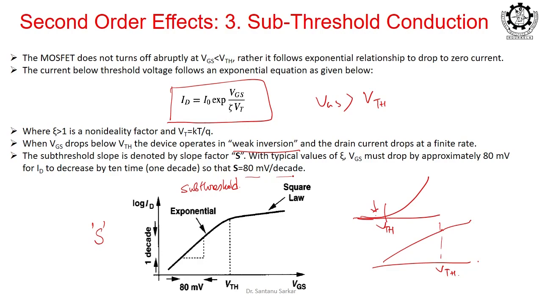What is the meaning? Suppose current is falling, right, here the current is in log scale. So, 10 times it is falling, so it is a decade. How much should VGS decrease, how many millivolts, so that current falls by 10 times? So, the voltage should drop 80 millivolt so that current drops by 10 times. So, its slope is 80 millivolt per decade, and this slope is denoted by capital S.